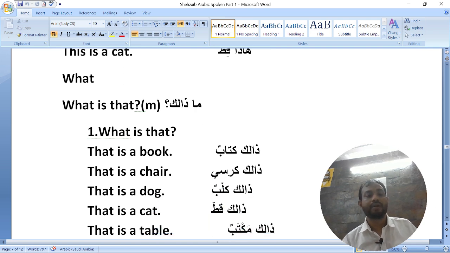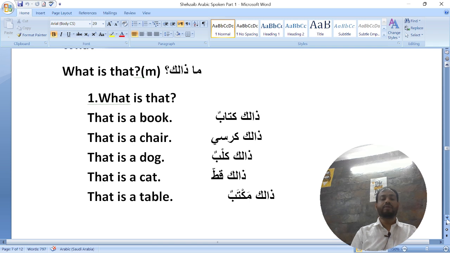Okay, here as what is that? Ma zalika, what is that? Zalika kitabun, that is a book. Zalika kursiyun, that is a chair. Zalika kalbun, that is a dog. Zalika kittun, that is a cat.